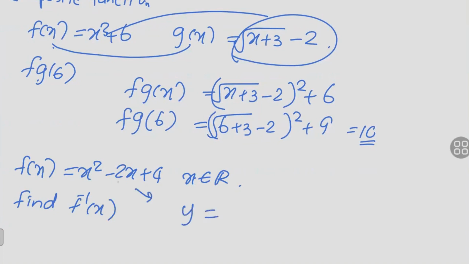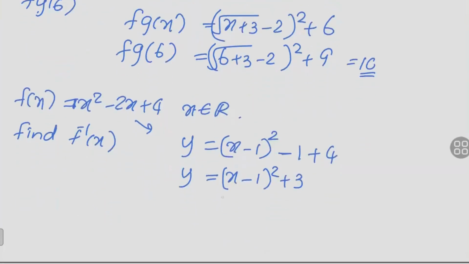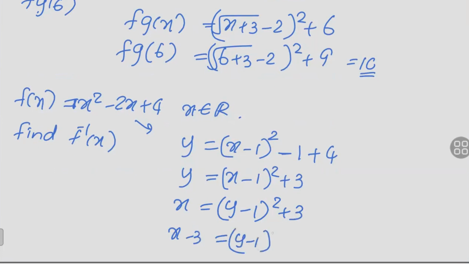y equals, the coefficient of x squared is already 1, no? (x minus 1) squared, then minus 1 plus 4. Completing the square method, make it plus 3. Then find the inverse function. Convert y to x and x to y, plus 3. Take this to this side: x minus 3 equals (y minus 1) squared.